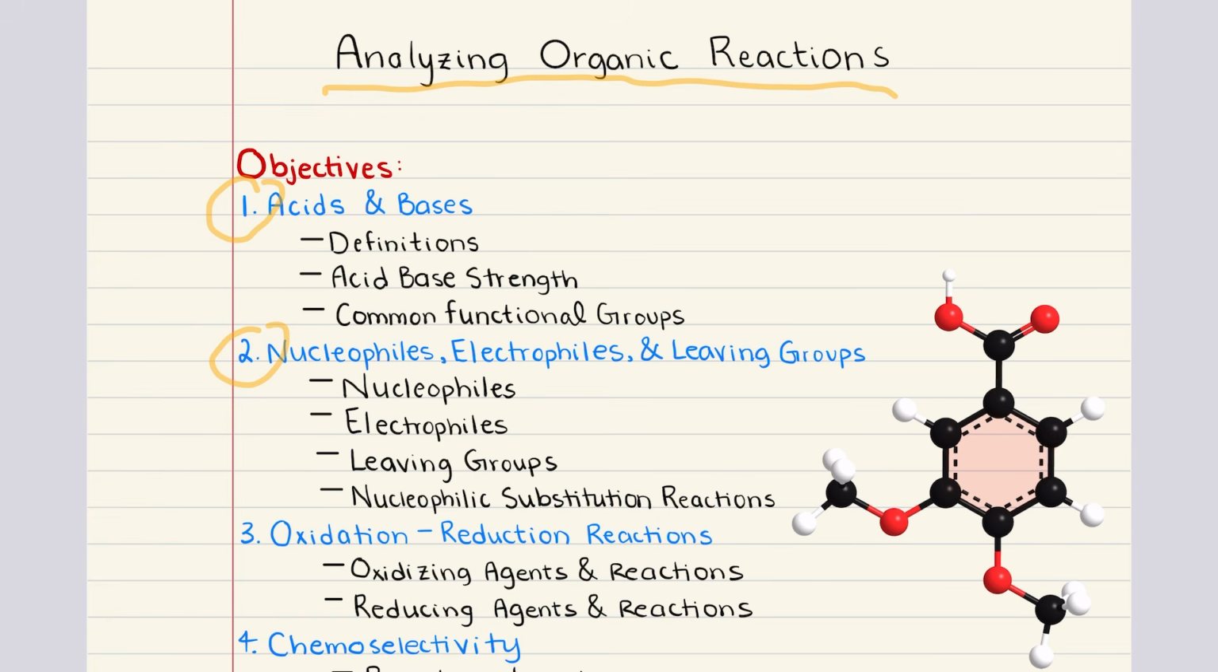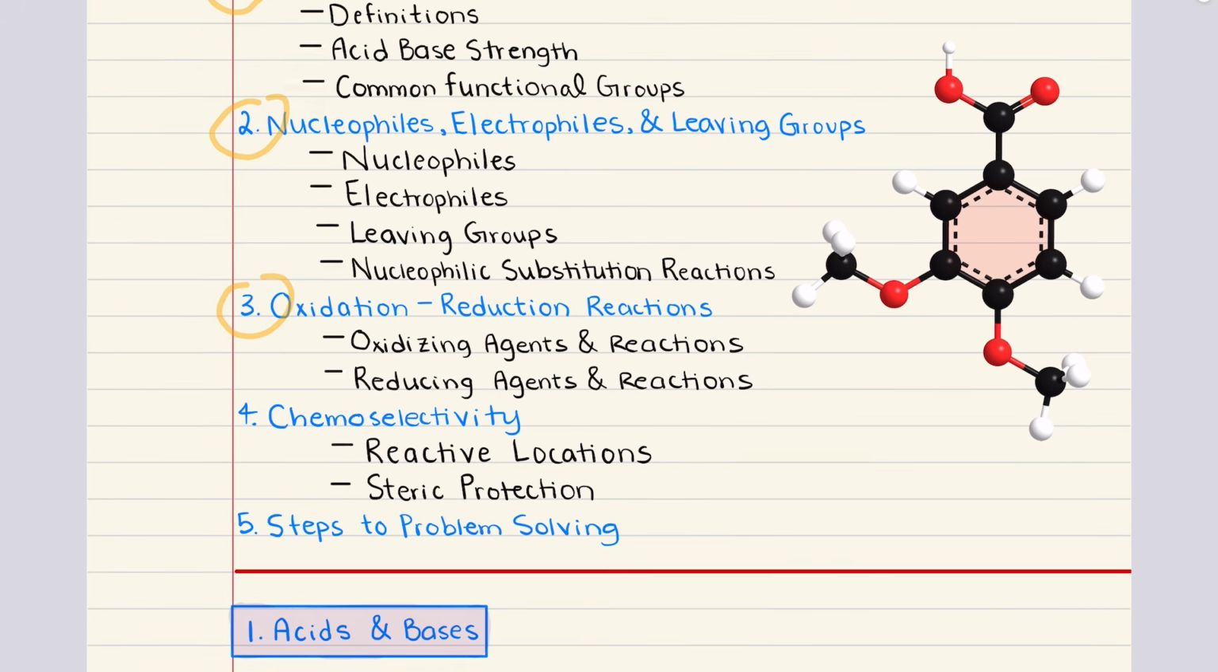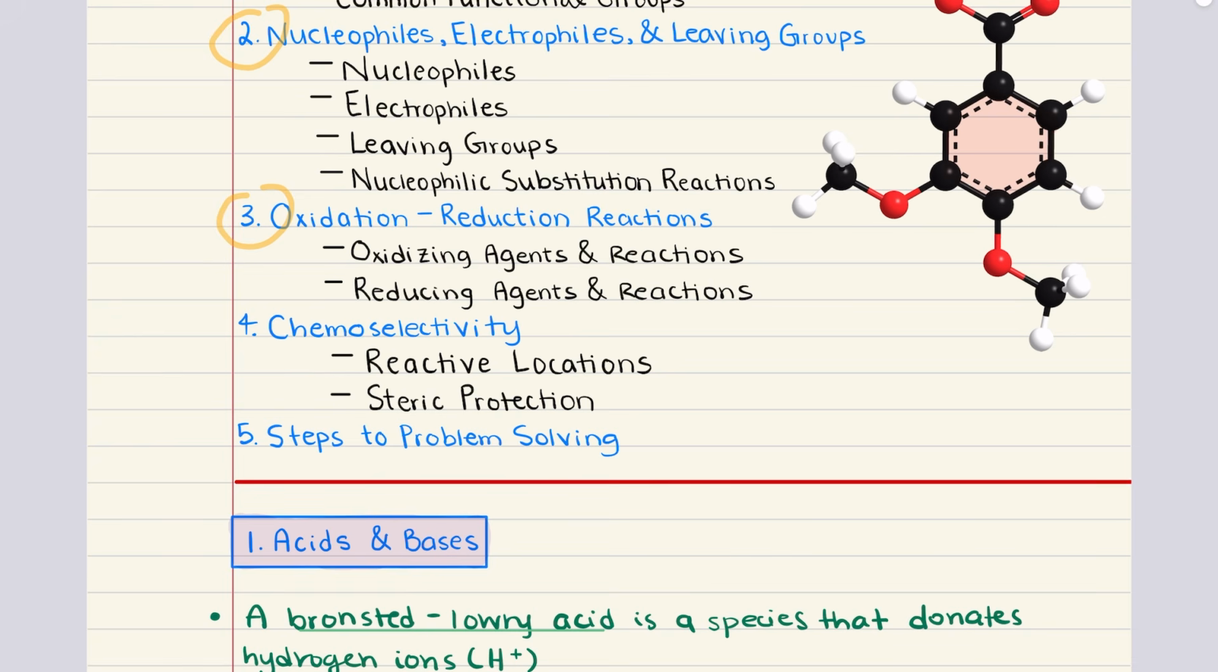We're going to define these terms, explore their properties, and examine how they participate in nucleophilic substitution reactions. After that, we will discuss oxidation-reduction reactions, where we will introduce oxidizing and reducing agents, and analyze how electrons are transferred in these reactions. We will then move on to chemoselectivity. Here we will explore how reactive locations in a molecule influence chemical reactions and how steric protection can affect selectivity.